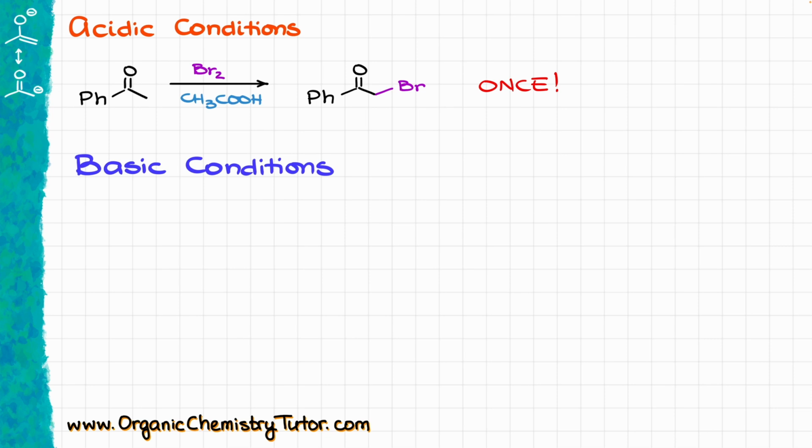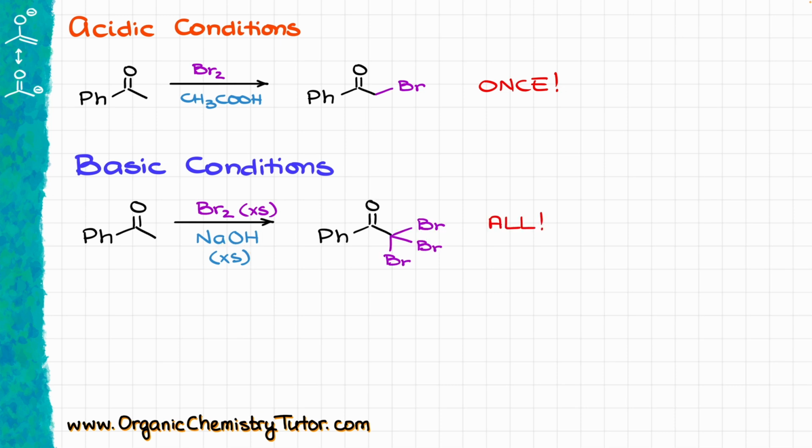If you are going to do this reaction in basic conditions, we are going to do this reaction again with our bromine. And notice that now I am using excess for my halogen, and likewise for my base, sodium hydroxide in this case, I am also going to be using excess of that because I cannot stop this reaction. And in this case, we are going to end up replacing all of our hydrogens in the alpha position with the corresponding halogen.